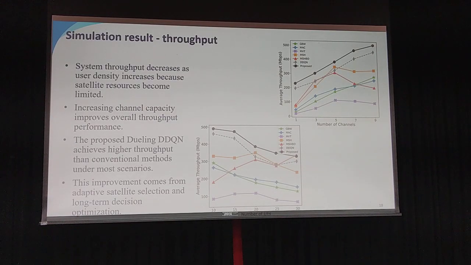This figure shows the system throughput performance. As user density increases, throughput decreases because resources become limited. However, the proposed dueling DDQN still achieves higher throughput than conventional methods in most scenarios. This improvement comes from effective satellite selection and long-term optimization capability.